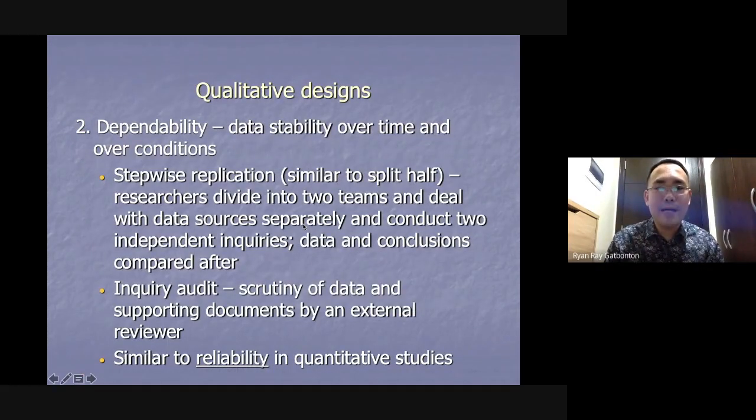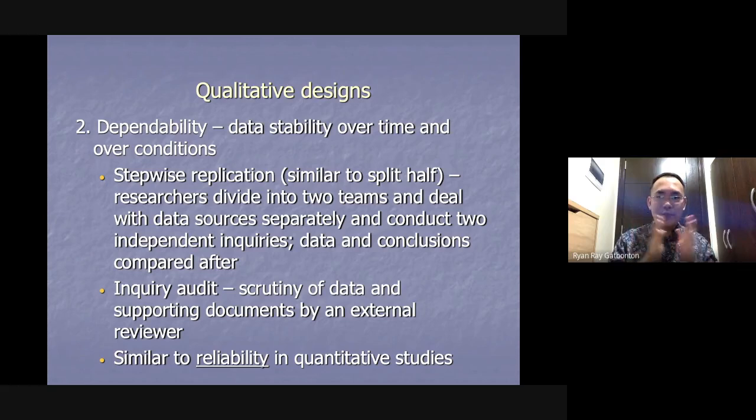Another dimension of trustworthiness is yung tinatawag na dependability or the data stability over time and over conditions. With this said, this is similar to reliability in quantitative studies. Okay? So this can be achieved by two steps. It can be a stepwise replication, wherein researchers divide into two teams and deal with data sources separately and conduct two independent inquiries, data conclusions compared after.